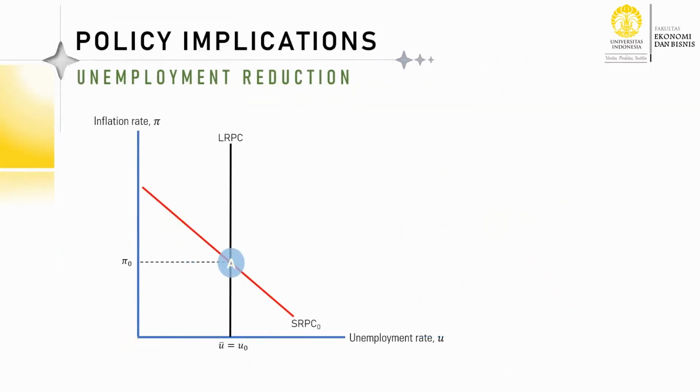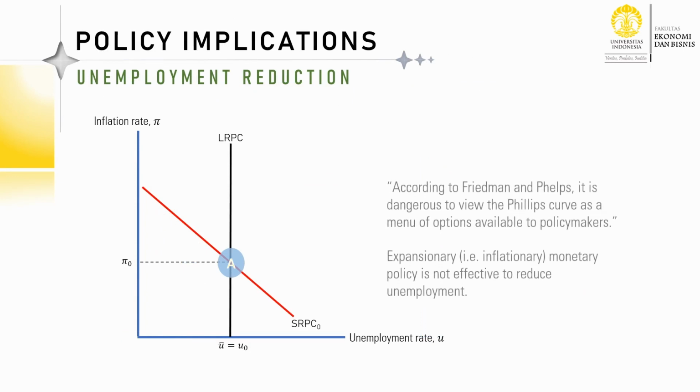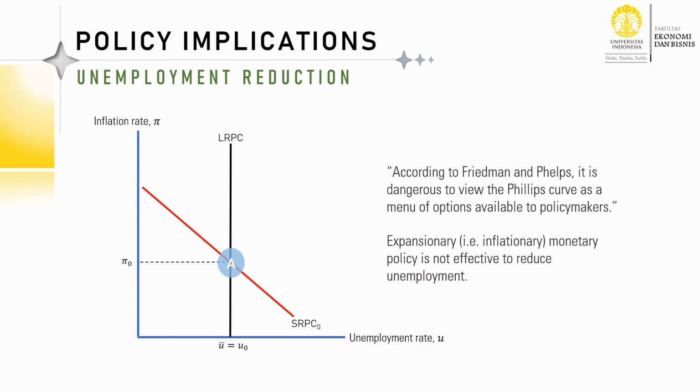Lastly, from all the explanation about the Phillips curve, we can draw several policy implications. First of all, as suggested by Friedman and Phelps, it is dangerous to view the Phillips curve as a menu of options available to policymakers, particularly if the government intends to reduce unemployment using expansionary policies as shown in the diagram here. With the long-run characteristic of the Phillips curve, the temporary trade-off between unemployment and inflation disappears in the long run.